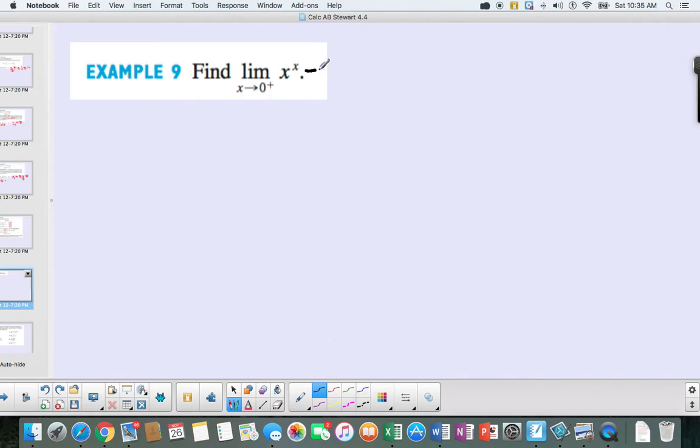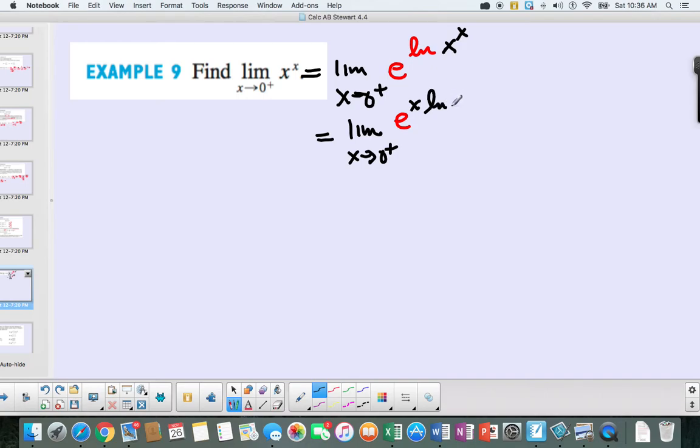What I'm going to do is change that to the limit as x approaches 0 from the right-hand side, and I'm going to do e to the natural log of x to the x power. Now remember, these undo each other, and what's nice about this is now I can take this exponent and write it as a factor. Okay, so what I've done is I've taken this and I've written it as a factor.